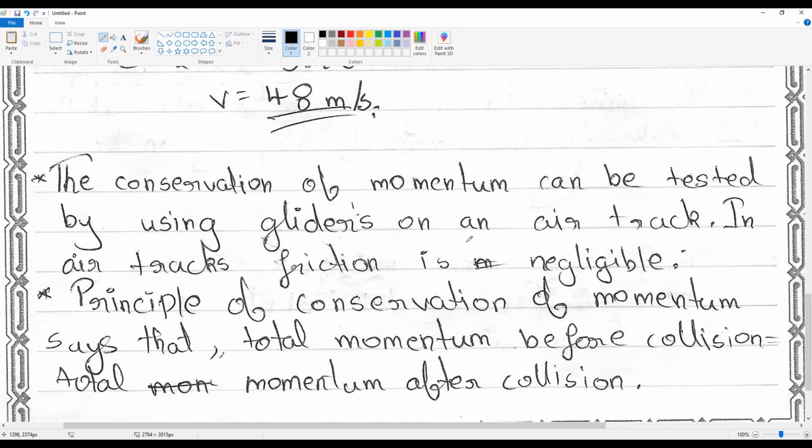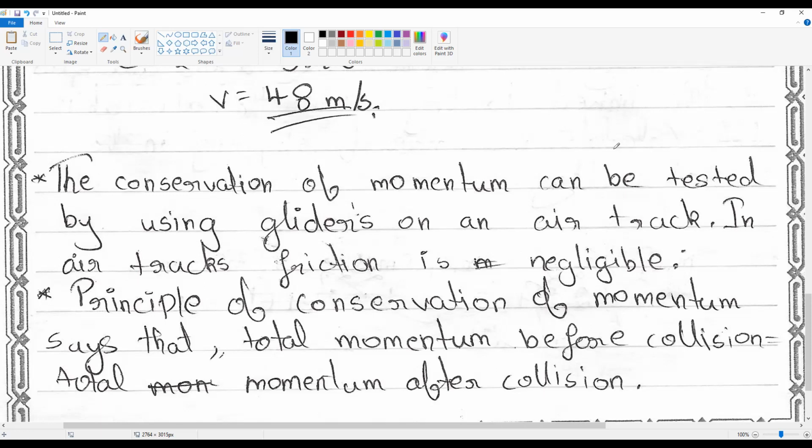I think, Bhaiya, can't I do it with normal trolleys, which we use? The normal laboratory ones, the small cars. The problem with those small cars for testing momentum is they have friction. So momentum is only conserved when there is no external force acting on them. If there is an external force such as friction, momentum is not conserved. Remember that.